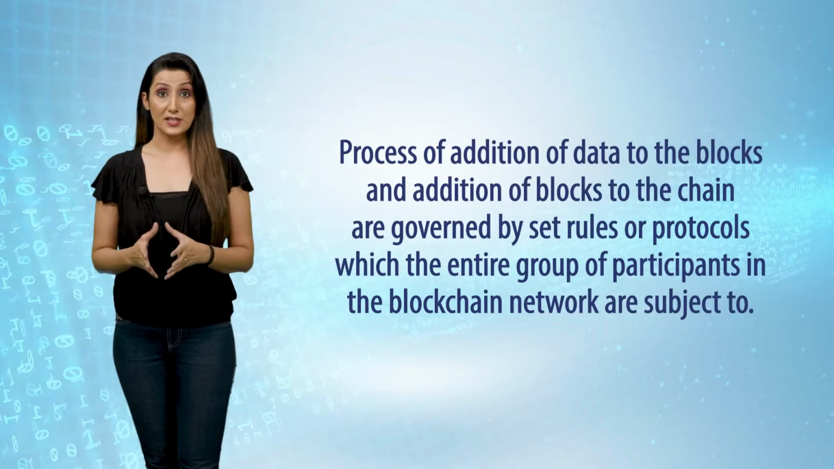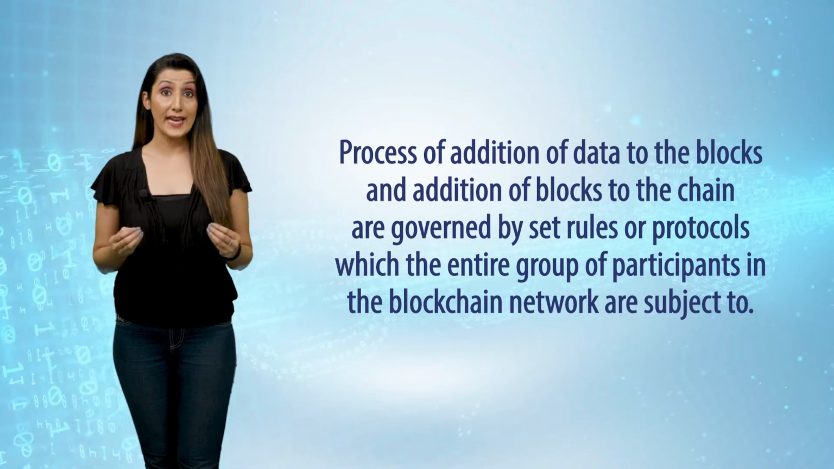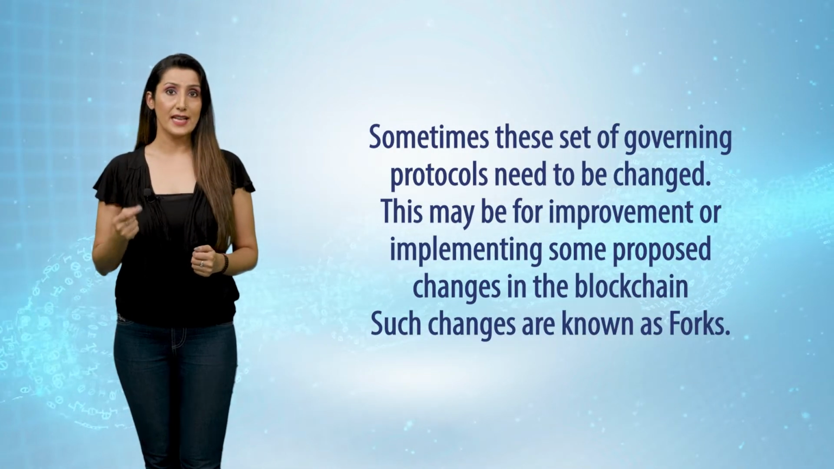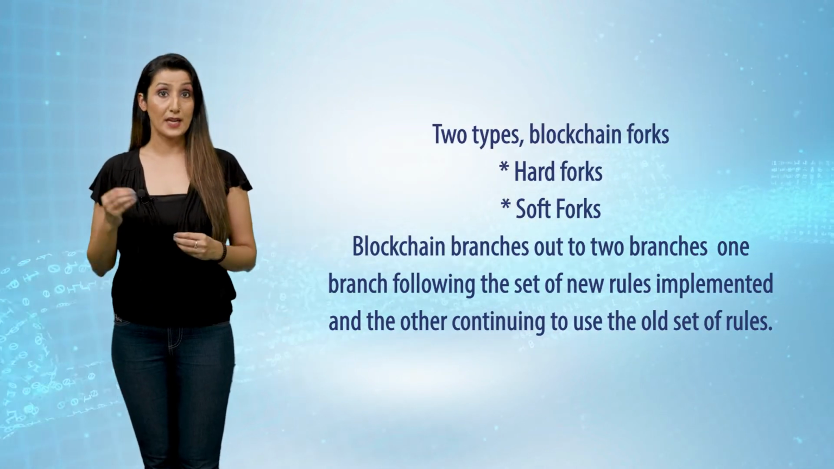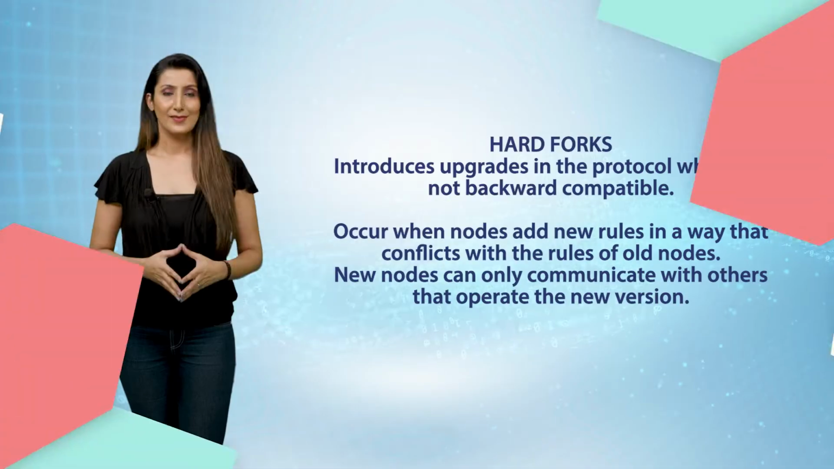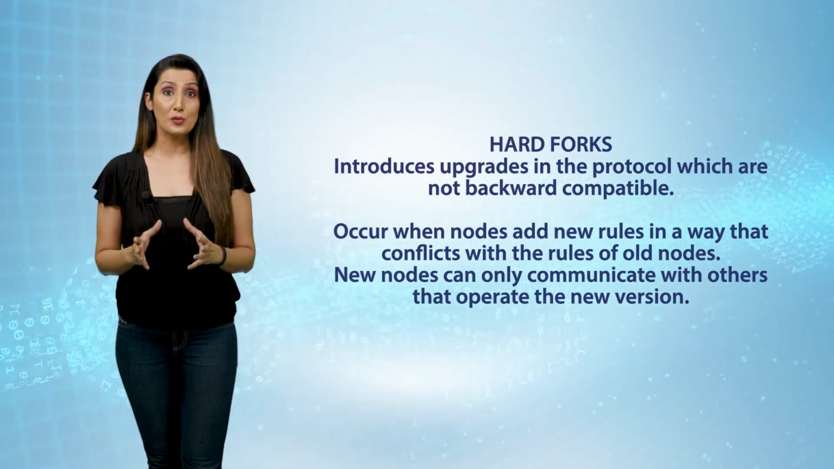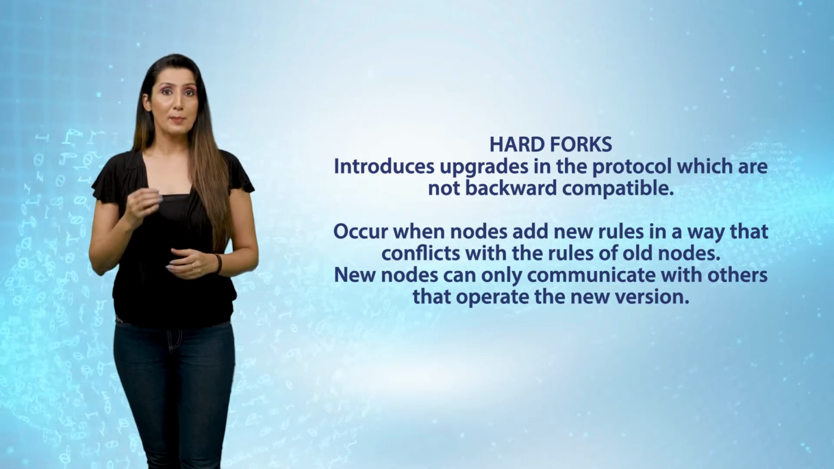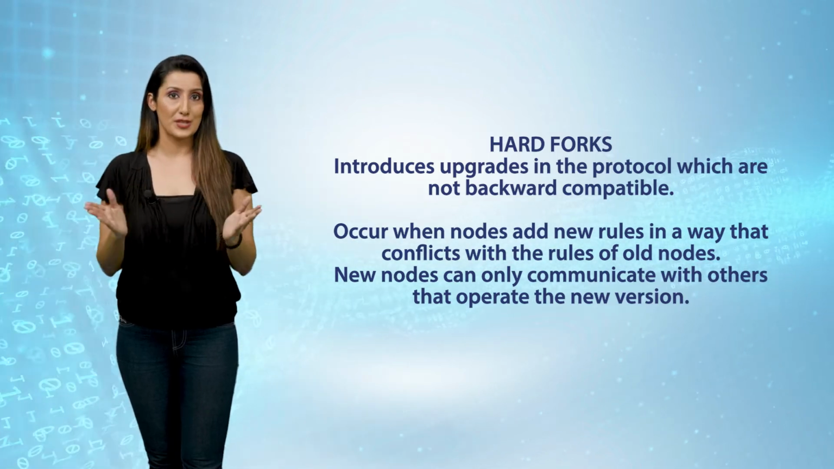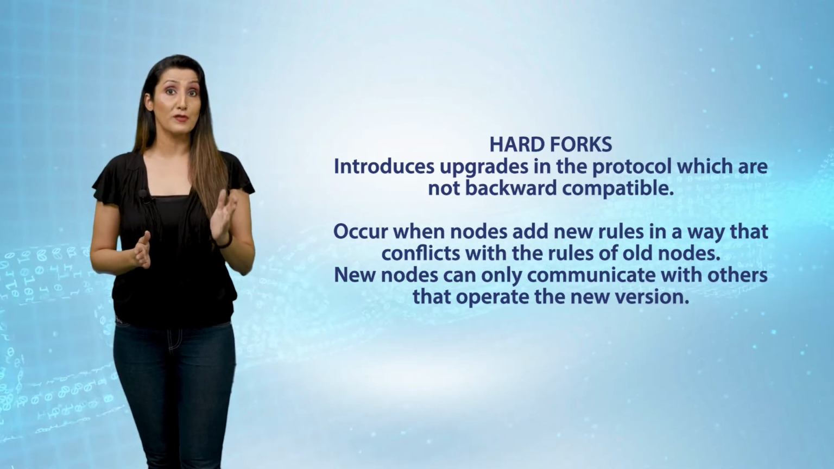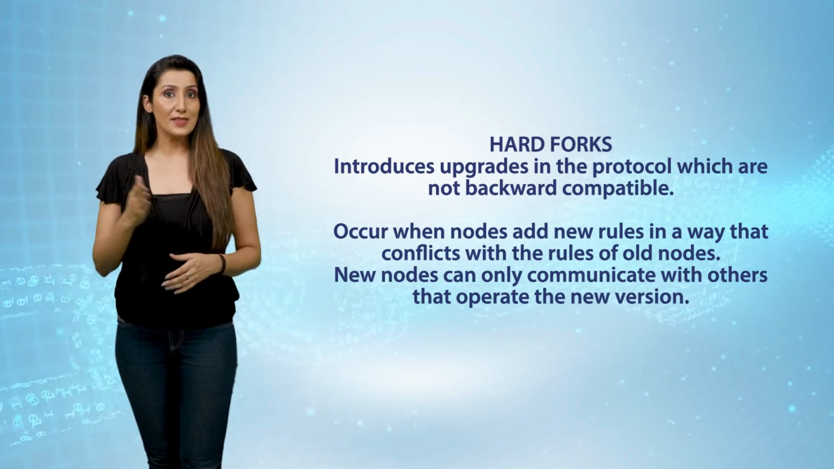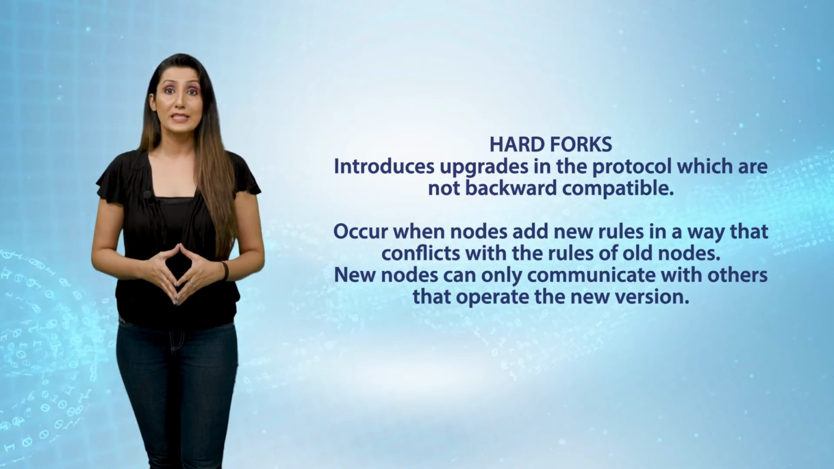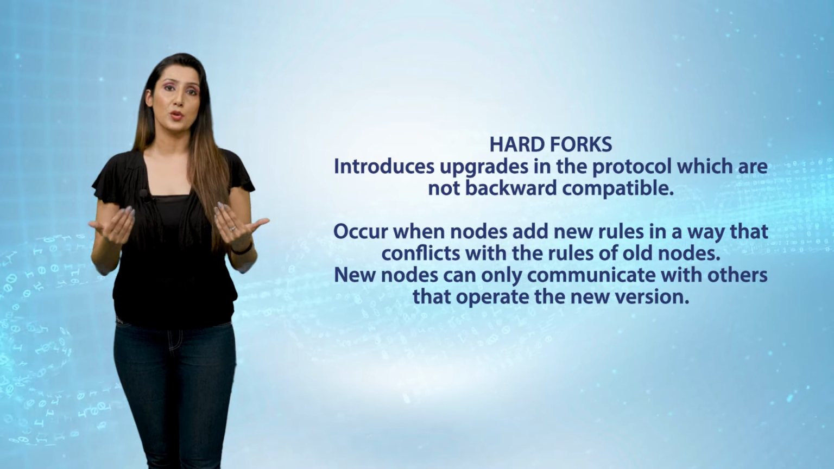Forks can be intentional and permanent, or they can be accidental or coincidental and temporary. Widely classified into two types, blockchain forks can be hard forks or soft forks. Hard forks represent major rule upgrades in the blockchain protocol. From the time of implementation, the blockchain branches out into two branches, one following the set of new rules implemented and the other continuing to use the old set of rules. Often, the new set of rules gives rise to a similar but different cryptocurrency.